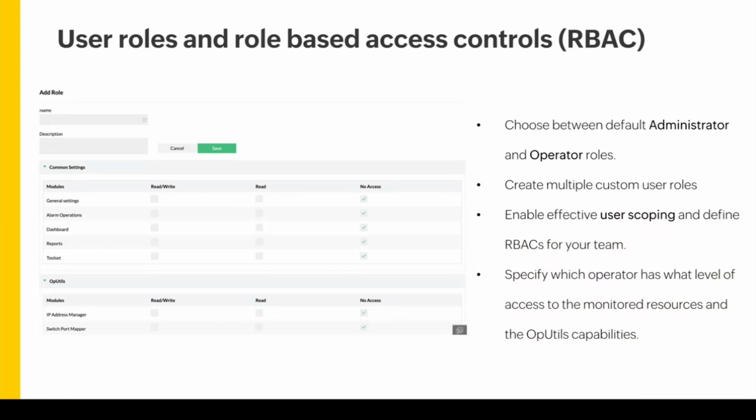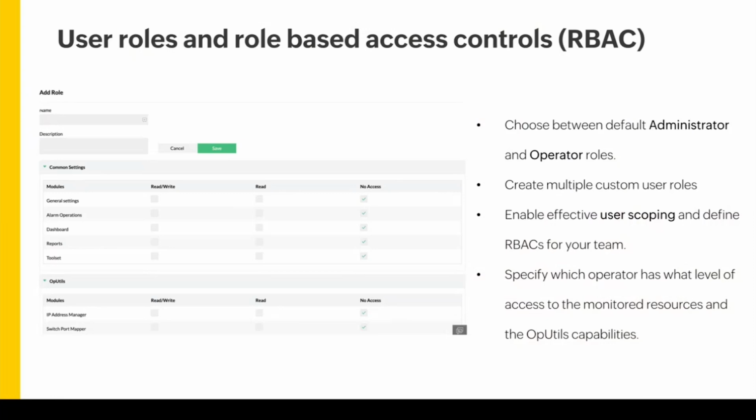So OpUtils role-based access control tool can help you create customized roles for different users and team members based on their domain. We also have predefined administrator and operator roles, which you can take advantage of, where the admin has read and write access for all the modules in OpUtils, and the operator has only the read access. So enabling effective user scoping and defining the role-based access control for your team will help you specify which operator has what level of access to the monitored resources and the OpUtils capabilities.